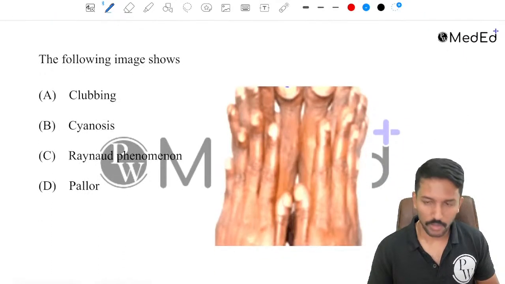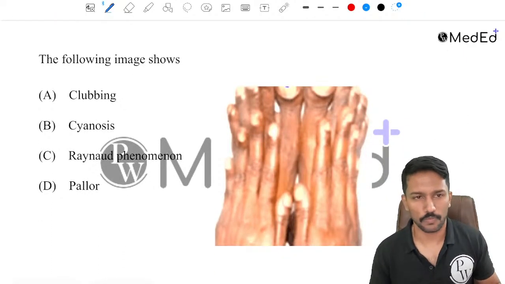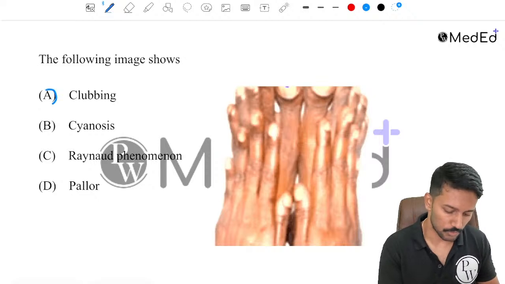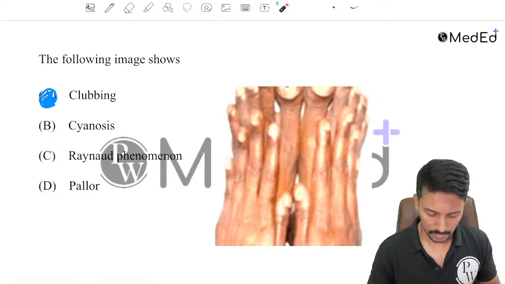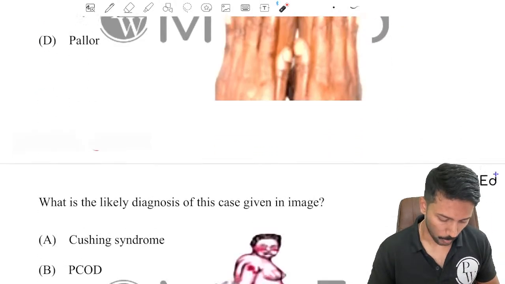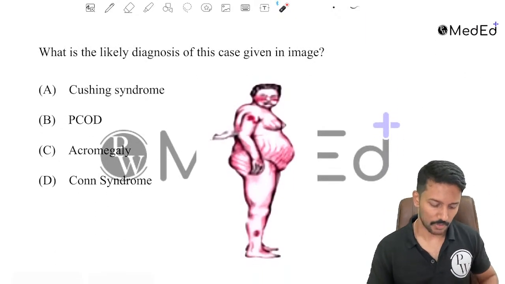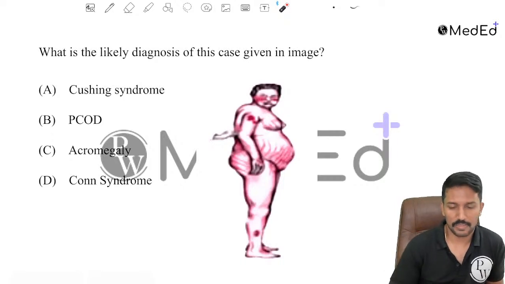Okay, now what this imaging shows, pretty straightforward, right? So we all know that this imaging is showing clubbing. Clubbing, we can see neatly clubbed fingers. Okay, let us see this image now. What is the likely diagnosis of this case given in the image below?